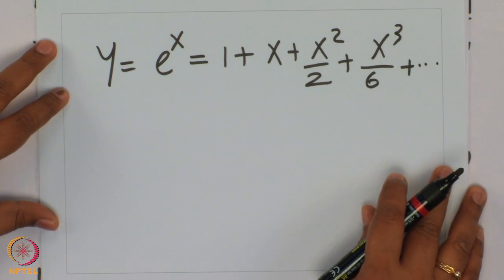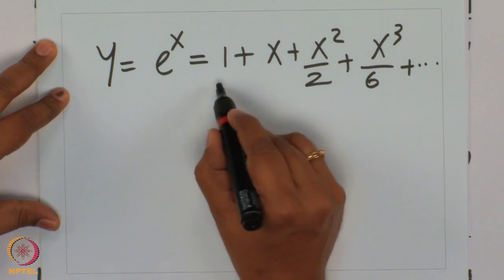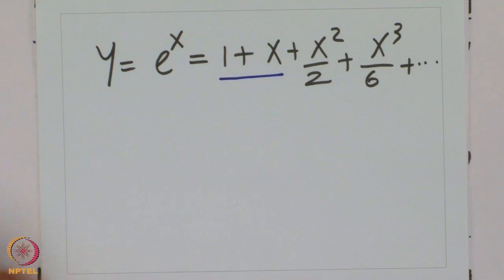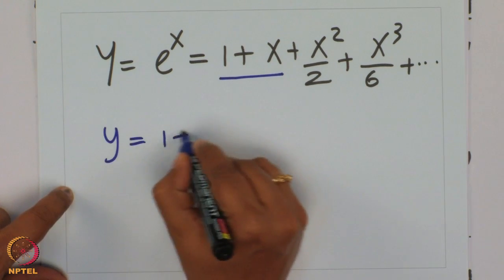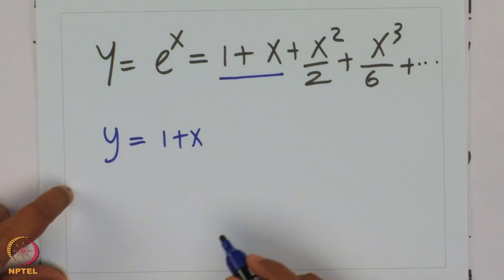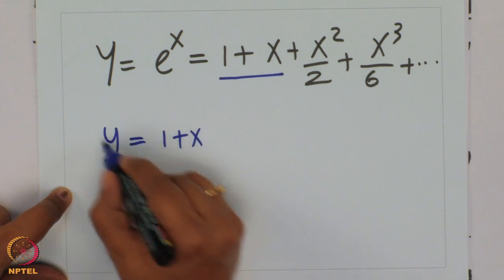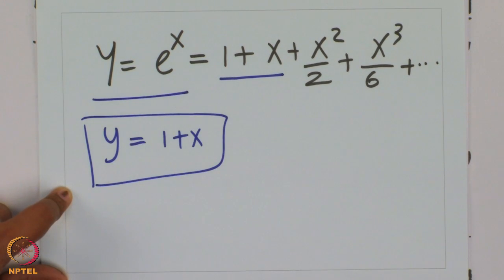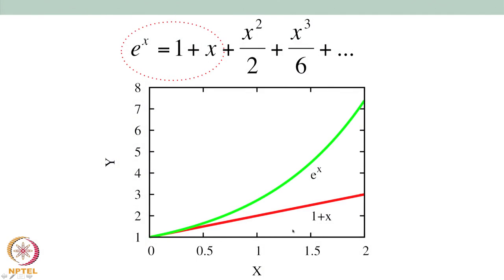That's what we said. Now, if we just take only the first 2 terms, and if we just plot y is equal to 1 plus x, only these two, and neglect all other terms, what will we get? So we are going to compare y is equal to 1 plus x with y is equal to e power x, and that's what is shown here. Y is equal to 1 plus x is a straight line. It's just y is equal to mx plus 1, where m is 1, and therefore it's a straight line. And e power x is this green curve.